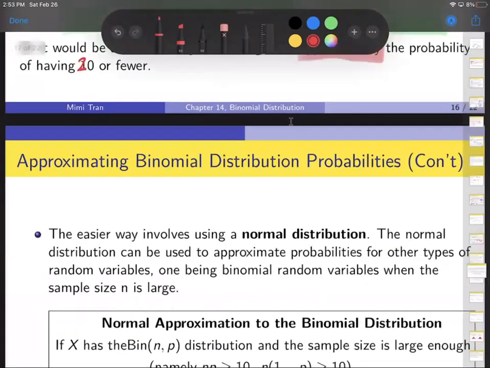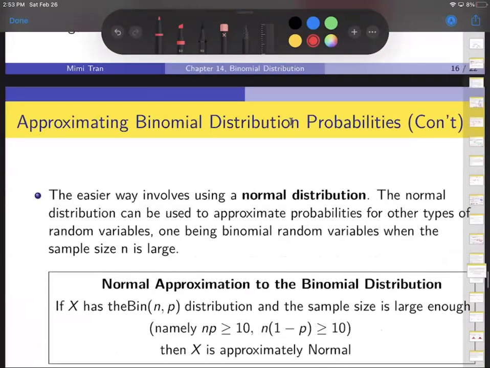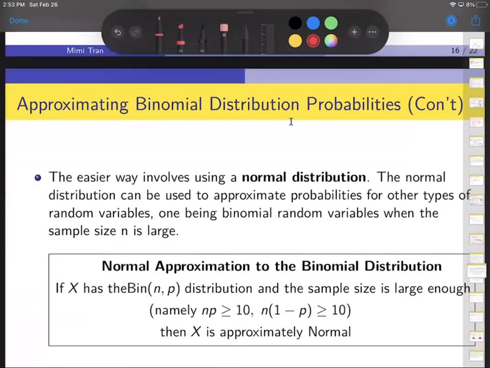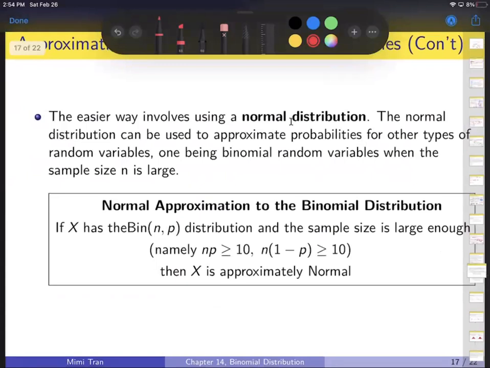And there is a way involving the normal distribution. Yay. Normal distribution. Remember the density curve, right? The normal distribution can be used to approximate the probability for other types of random variables, one being binomial random variables when the sample size n is large. When n is large enough, you can use a formula called the normal approximation to the binomial distribution. Okay, so sample size is important.